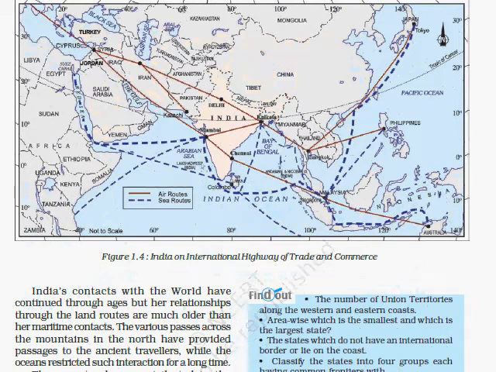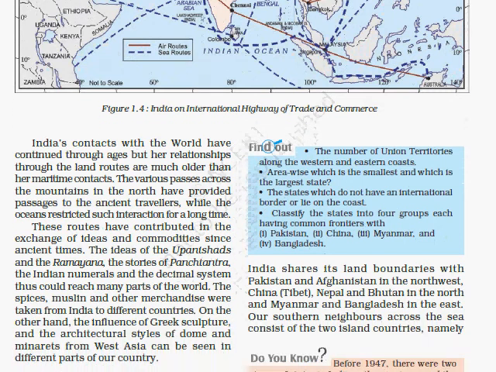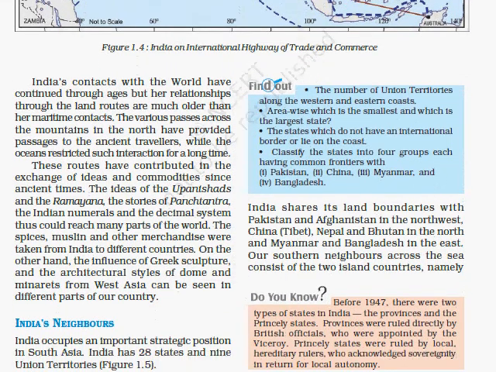These are some of the trade routes. These are sea routes and these are air routes. So we can see its importance in our trade and commerce related subjects. Historically, commodities and ideas of ancient times, like the ideas of the Upanishads and the Ramayana, traveled from India to countries like China and other Southeast Asian countries. Also the Indian numeral and decimal system. So in history also there is importance of geography.